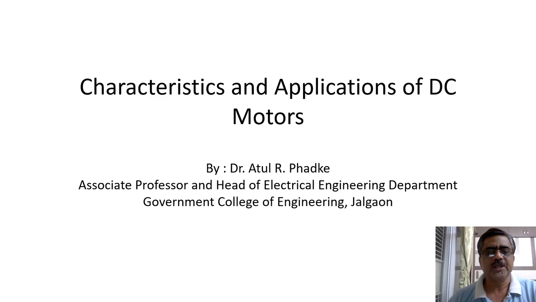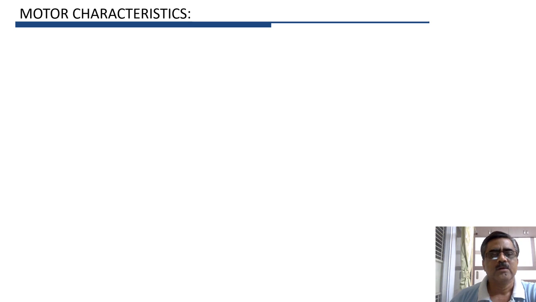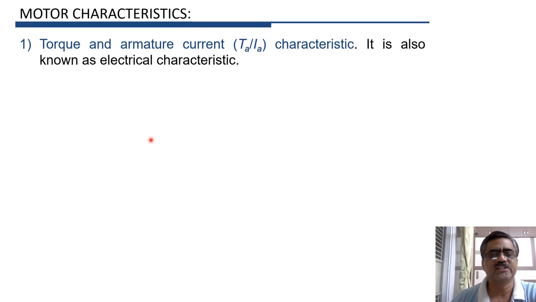Let us now study characteristics and applications of different types of DC motors. Now we have to study three important motor characteristics. First characteristic is between armature torque TA and armature current IA, that is TA-IA characteristic. This characteristic is also known as electrical characteristic.